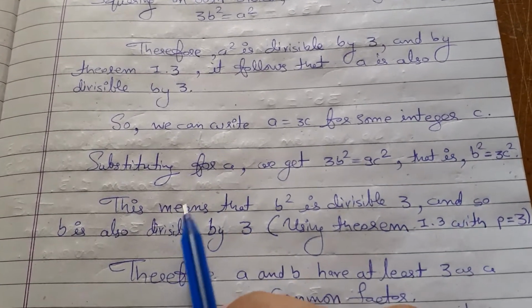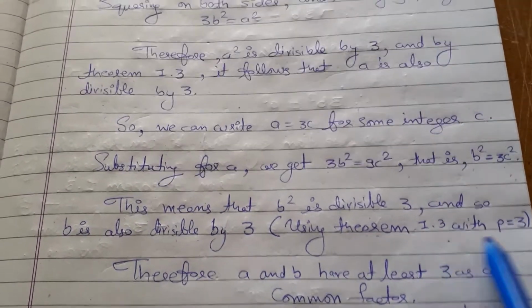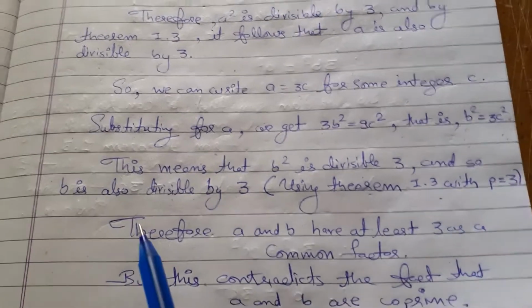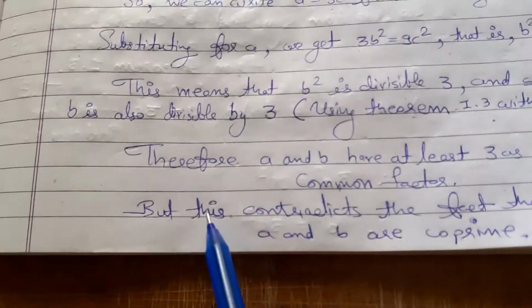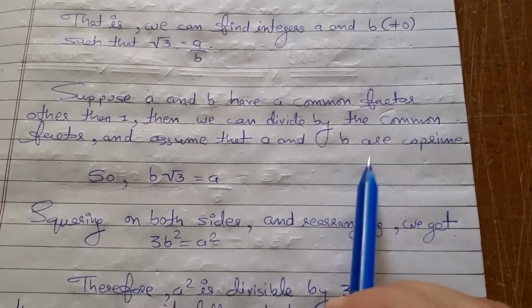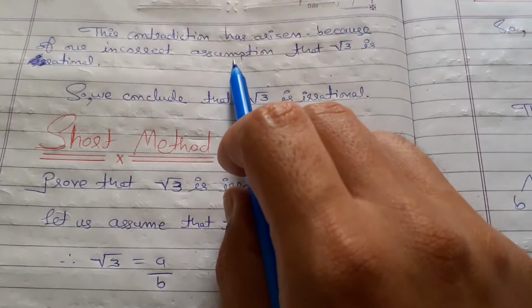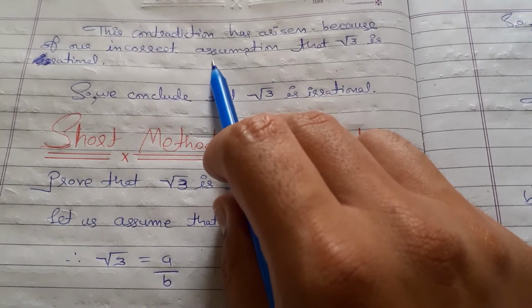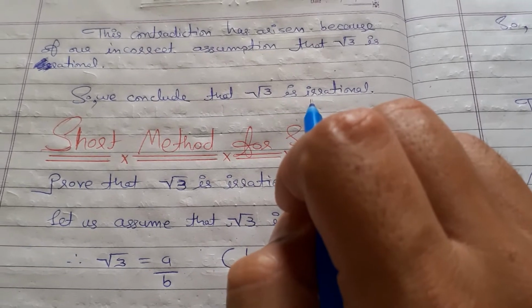So we can say that b square is divisible by 3, and b is also divisible by 3 by Theorem 1.3, where 3 is a prime number. So a and b have at least 3 as a common factor. This contradicts the fact that a and b are co-prime, which we have taken here. This contradiction has arisen because of our incorrect assumption that root 3 is rational. So we conclude that root 3 is irrational.